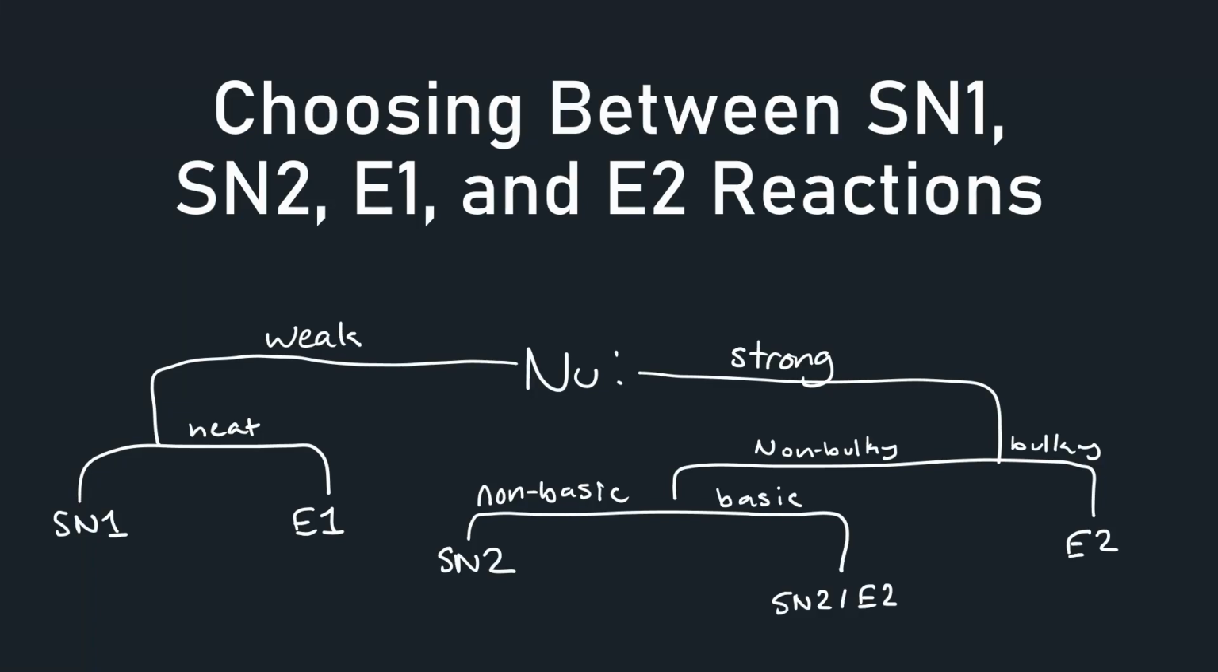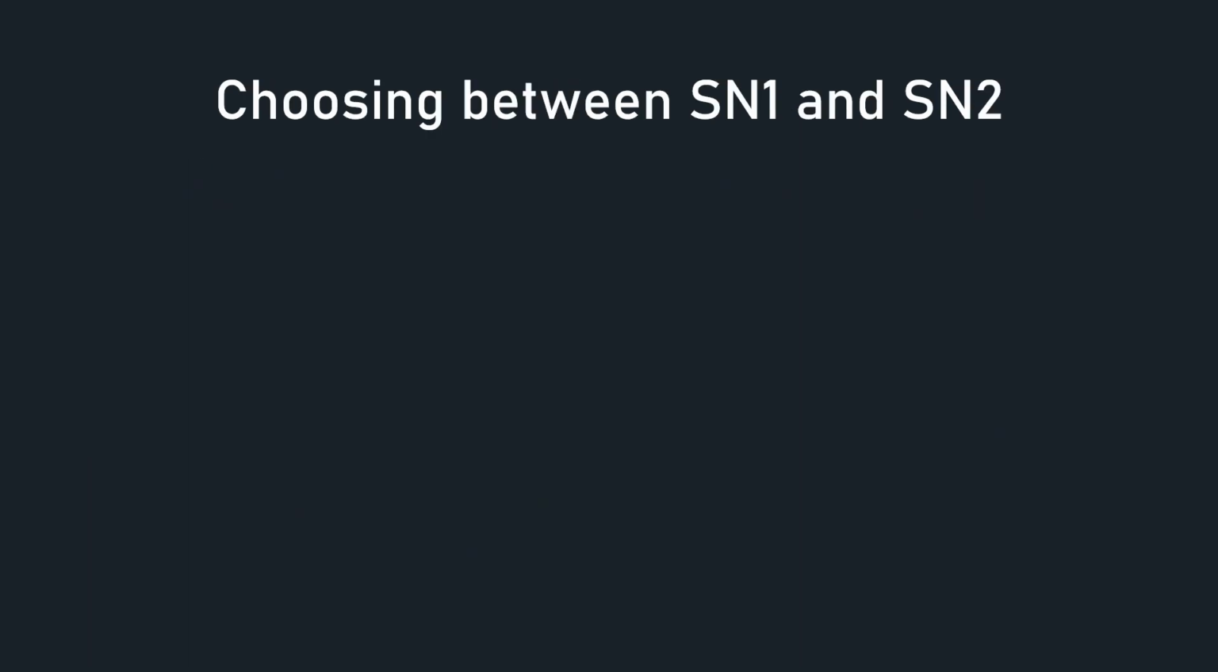Hey, this is Michael D'Agostino, and we're going to be going over choosing between SN1, SN2, E1, and E2 reactions. The first thing we're going to be looking at is choosing between SN1 and SN2 reactions. And there are three factors we're going to be looking at in order of priority.